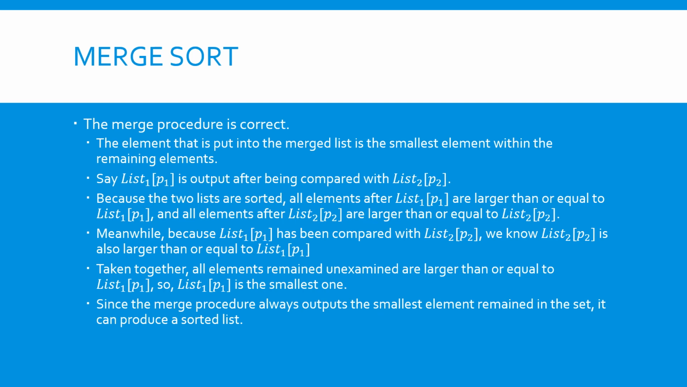Meanwhile, because list 1 P1 has been compared with list 2 P2 and is selected, we know list 2 P2 is also larger than or equal to list 1 P1. Taken together, all elements that remain unexamined are larger than or equal to list 1 P1. So, list 1 P1 is the smallest one. Since the merge procedure always outputs the smallest element remaining in the set, it can produce a sorted list.